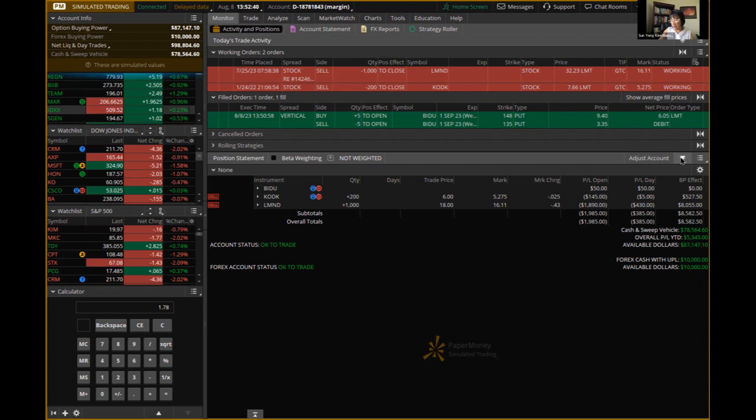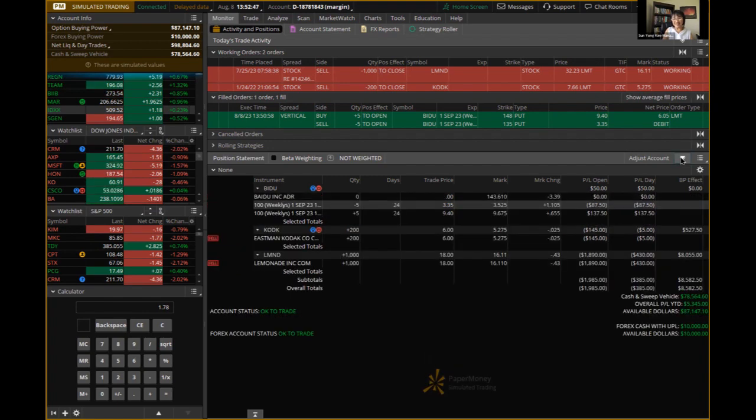Okay, there we go. 24-day trade. And look, we're already making $50. How about that? Since this is a down trade, that means the market on this BIDU symbol is going down, which is really good news for us.